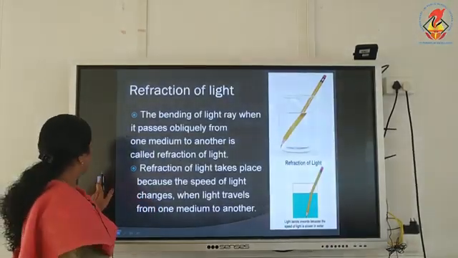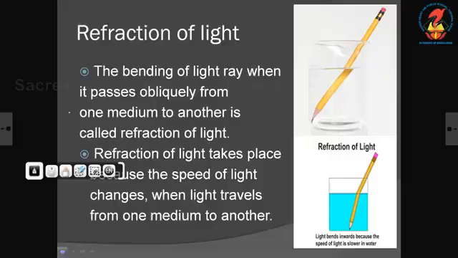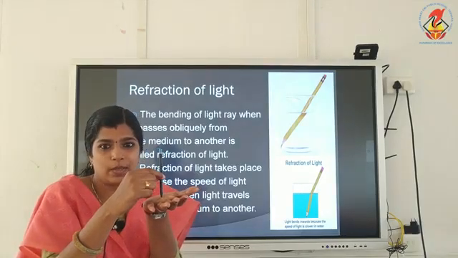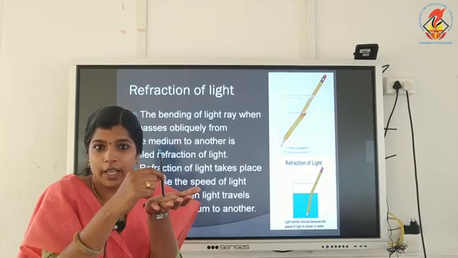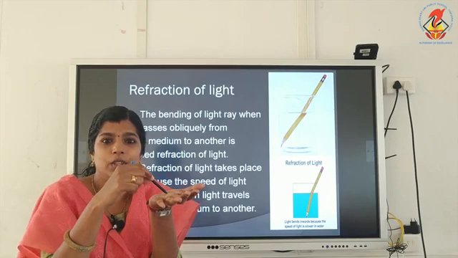So the bending of light rays when it passes obliquely from one medium to another is called refraction of light. If light passes perpendicular, or normally, to a surface from one medium to another, refraction will not take place. It should pass obliquely, meaning at an angle with the normal.